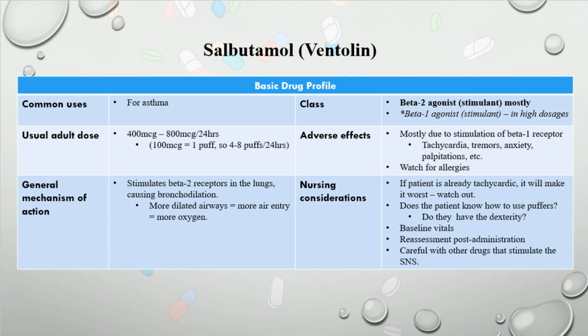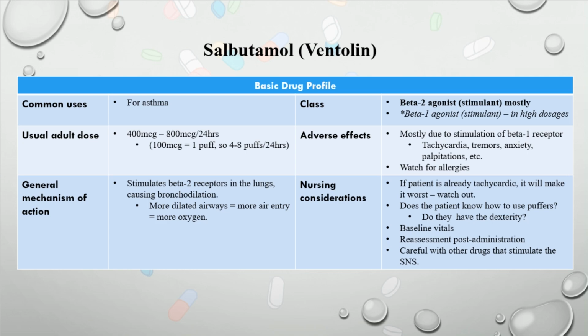Now I put there that it's also a beta-1 agonist in high dosages, but it's mostly a beta-2. The way you're going to distinguish between both is beta-1, you have one heart, and beta-2, you have two lungs, and that's where those receptors are found, okay? Now the usual dose of the salbutamol is going to be about anywhere from 1 to 8 puffs in 24 hours depending on the patient. Some patients take it regularly, some patients only take it as needed, so that will be very patient dependent.